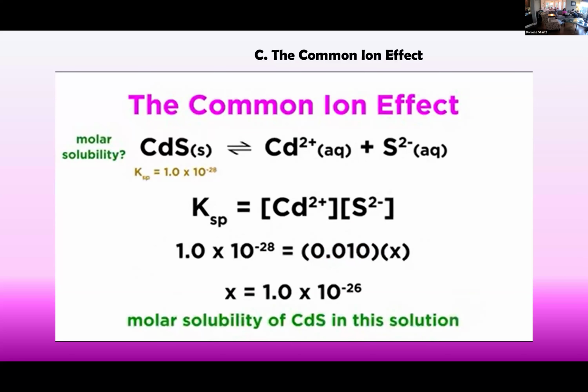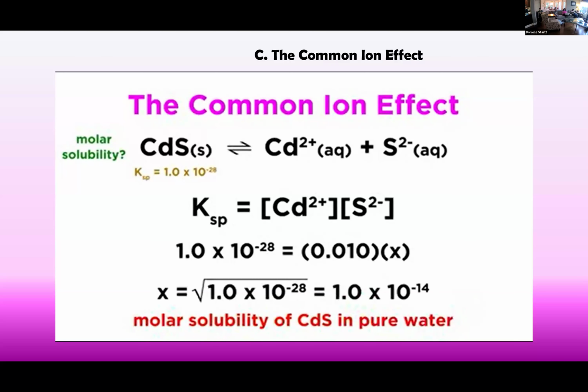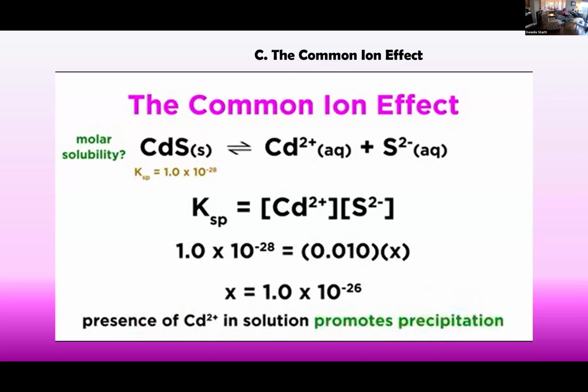Solving for X, since the sulfide concentration will be equal to the molar solubility of cadmium sulfide, we get a molar solubility of 1.0 times 10 to the negative 26. Without the cadmium bromide, the molar solubility would simply have been the square root of the solubility product, which would have been significantly larger than the value we just calculated. So the presence of the cadmium ions in solution has reduced the molar solubility and will thus promote precipitation.